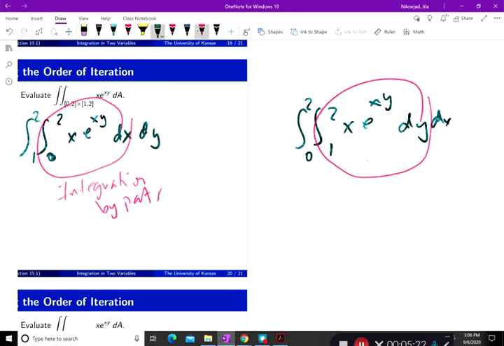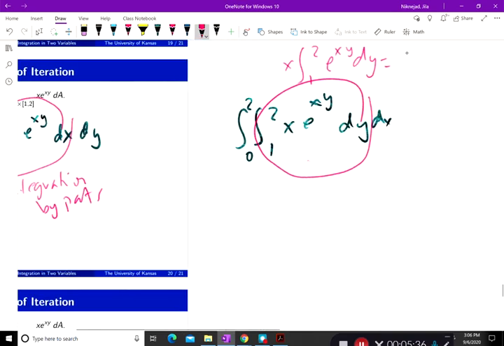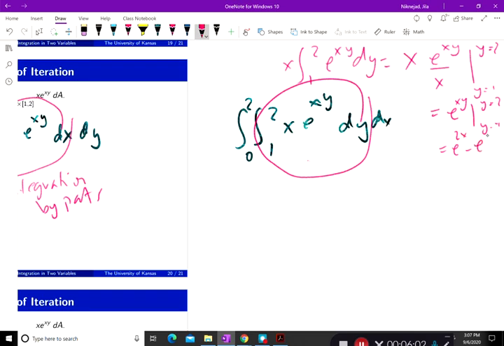If I do the iteration on the right, x comes out, but not completely because it's still a coefficient of y in the exponential. And so what you get is x e to the power xy divided by the coefficient, which is x, from y equal to 1 to y equal to 2. That is e to the power xy when y is equal to 1 and y is equal to 2. That is e to the power 2x minus e to the power x.